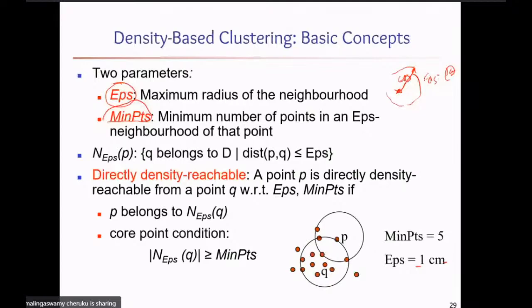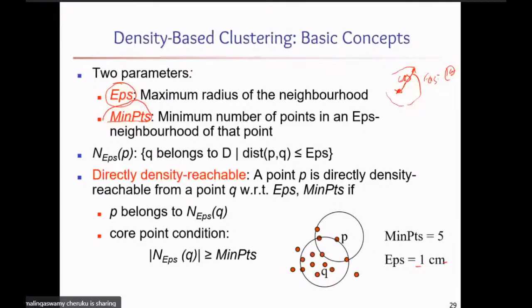You can visualize it like this. So this is a Q point will be here, and P point somewhere, P is here, and this is directly density reachable region. So it means that it is connecting two density reachable regions. So hence it is a density connected. So this point is acting as connecting these two regions.